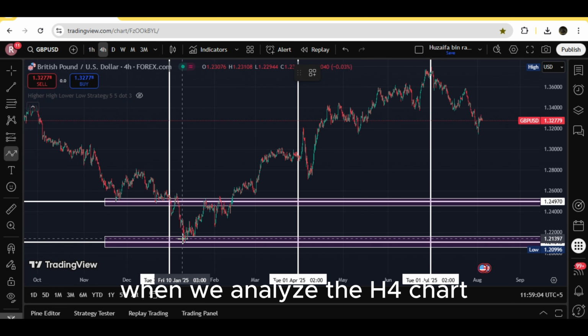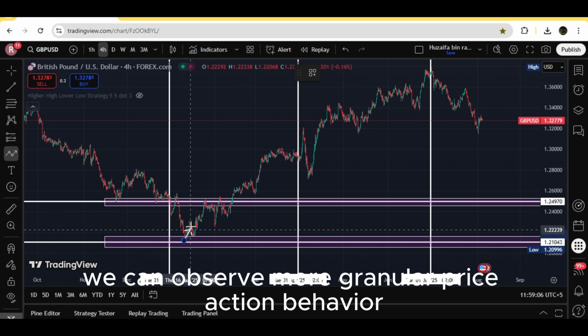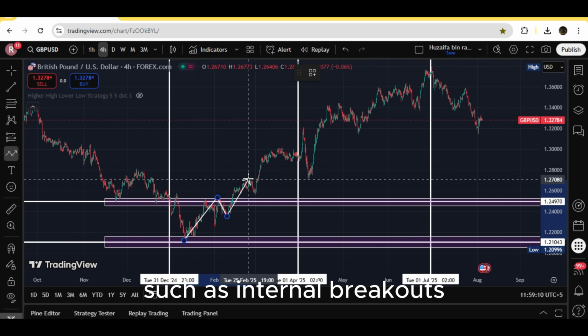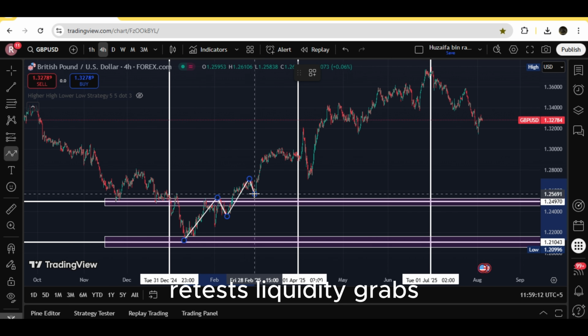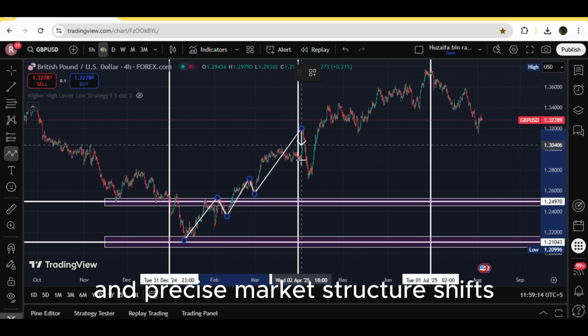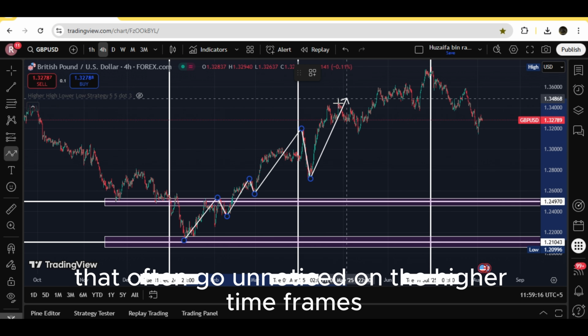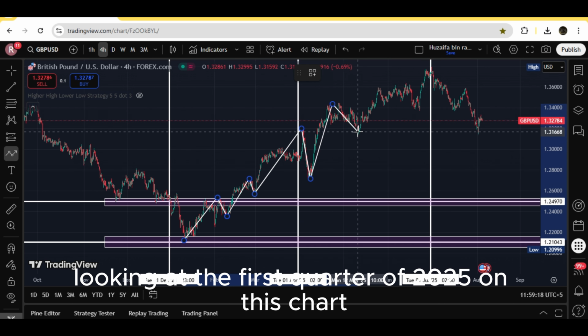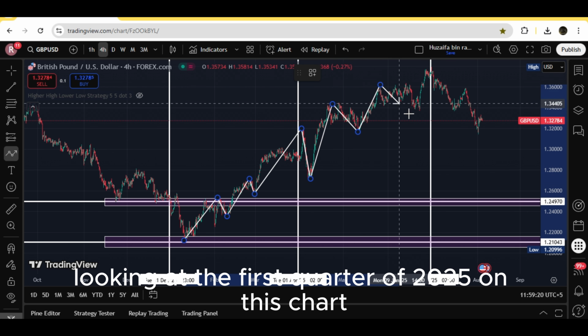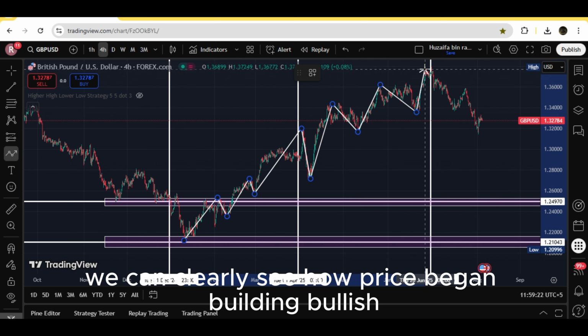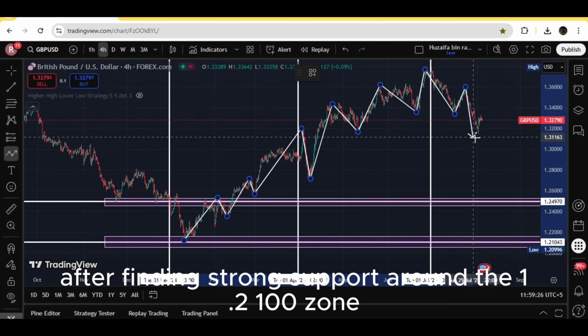When we analyze the H4 chart, we can observe more granular price action behavior, such as internal breakouts, retests, liquidity grabs, and precise market structure shifts that often go unnoticed on the higher time frames. Looking at the first quarter of 2025 on this chart, we can clearly see how price began building bullish momentum after finding strong support around the 1.2100 zone.